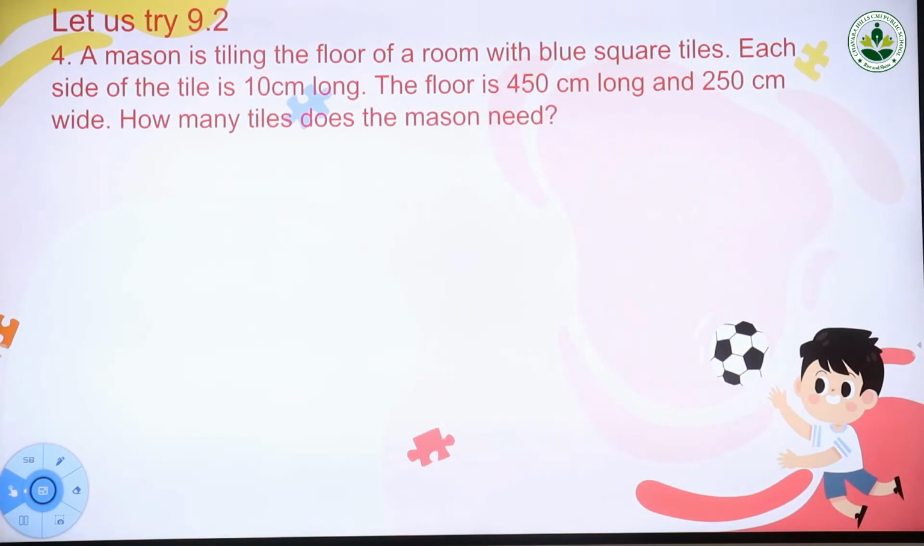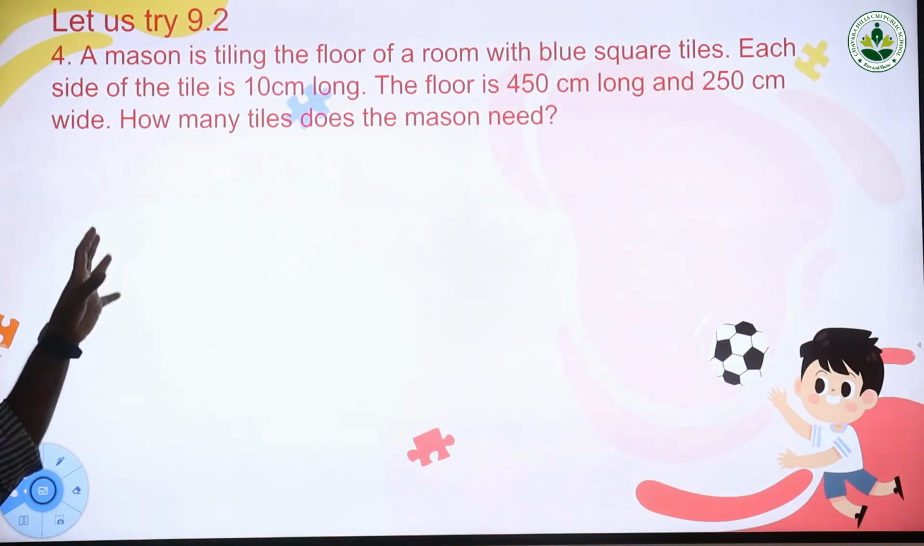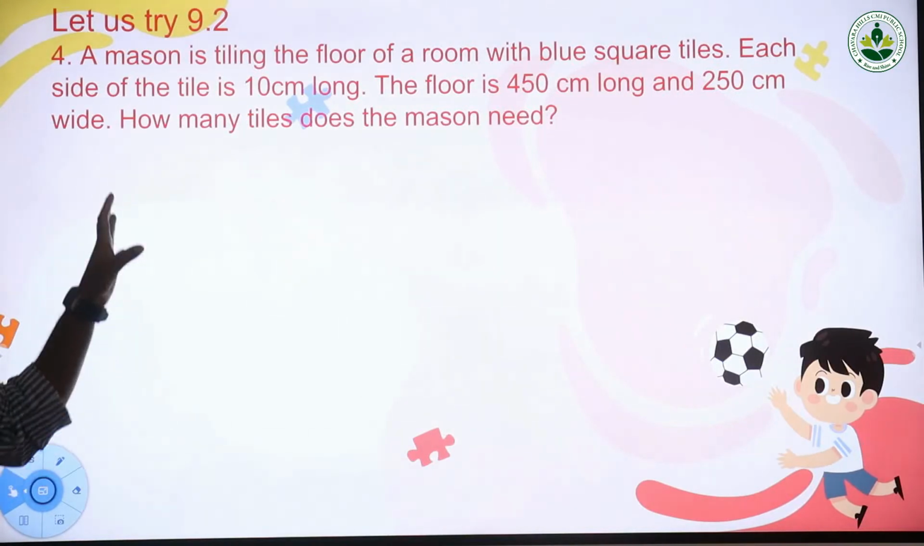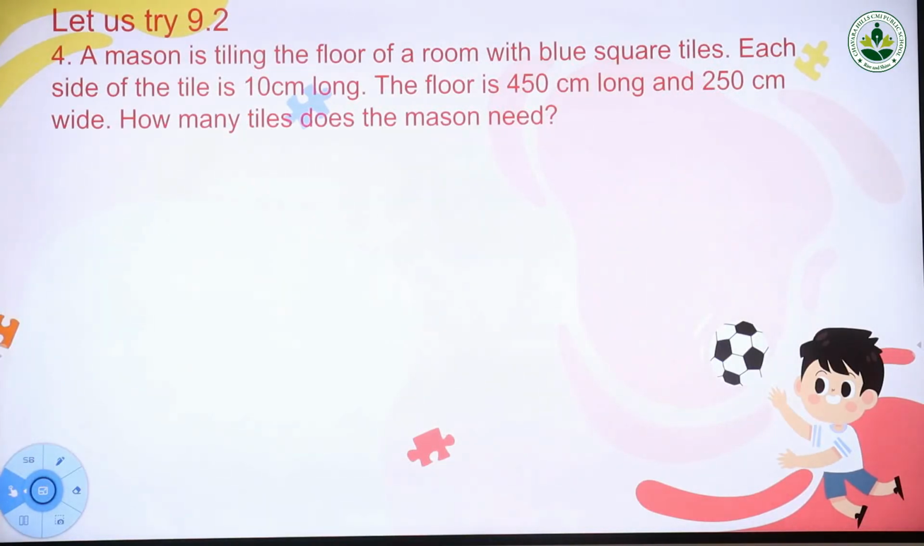Now we can discuss. Let us try the 9.2 questions. First question is the fourth question. A mason is tiling the floor of a room with blue square tiles. Each side of the tile is 10 centimeter long. Here they gave one side of the square tile. The floor is 450 centimeter long and 250 centimeter wide. How many tiles does the mason need?